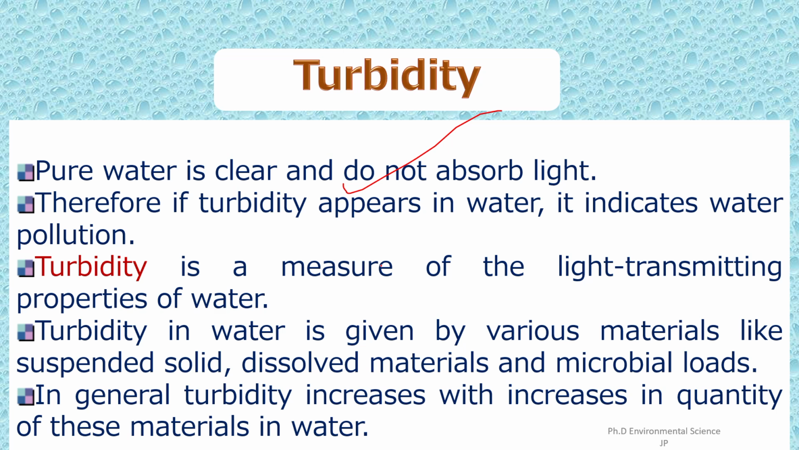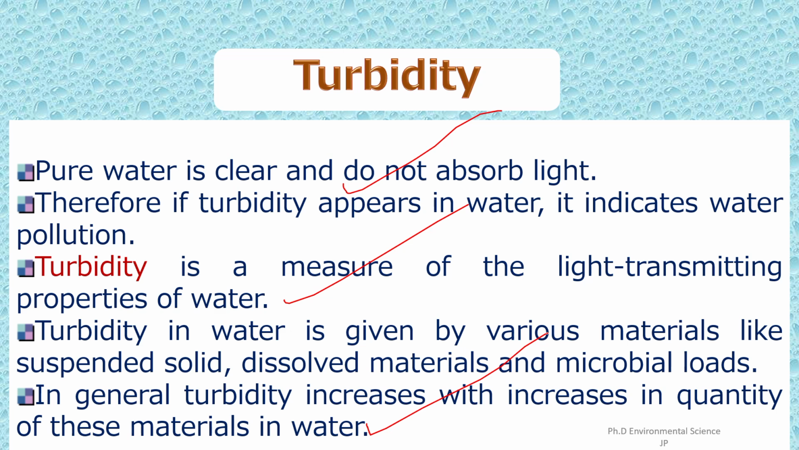It is quantitatively measured as the degree to which light is scattered and absorbed by these particles in the water. Higher turbidity means more particles are present, which reduces the water clarity and can indicate degraded water quality.